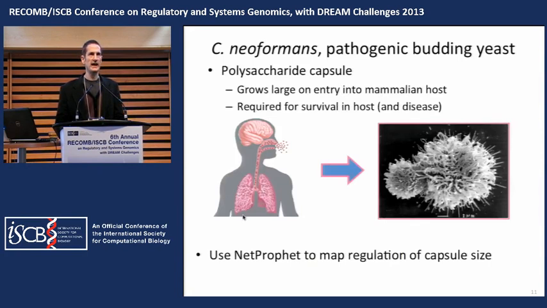In order to see if we could have an effect on practical genomics projects, we decided to use net profit to drive such a project involving a pathogenic fungus called Cryptococcus neoformans. Cryptococcus has a polysaccharide capsule, and when it lives out in the environment, the capsule is relatively small. But when it invades a mammalian host, the capsule grows large, and that growth is required for survival in the host and maintenance of the disease. So we used net profit to map the transcription factor network that regulates capsule size in Cryptococcus.